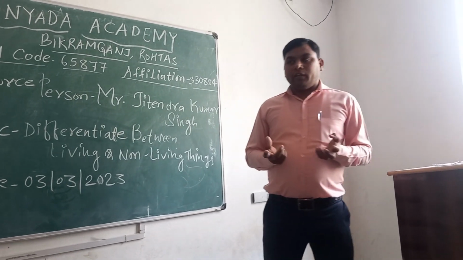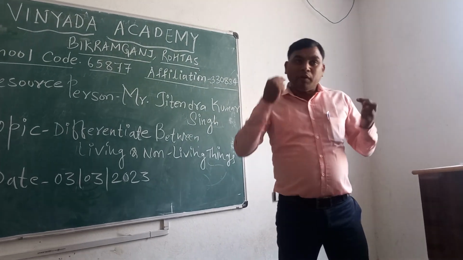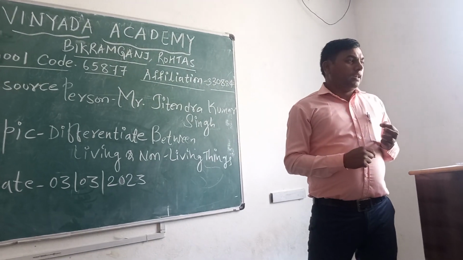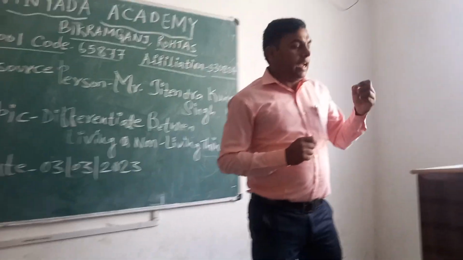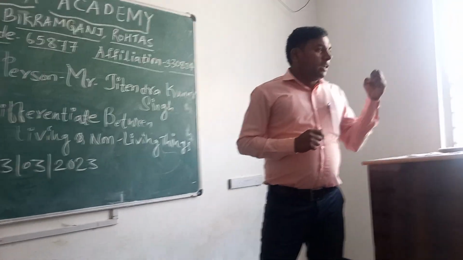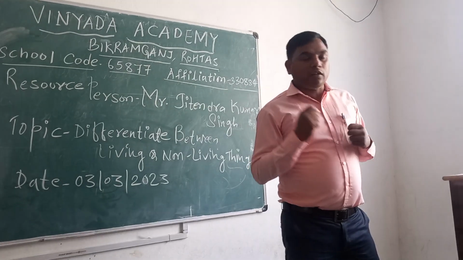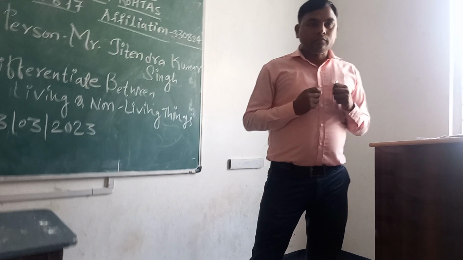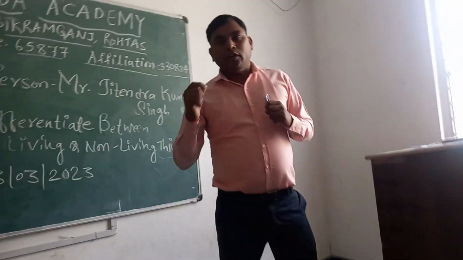Plants are also living things, but they prepare their own food. That is why we call them autotrophs. And animals and we human beings do not make our own food. That is why we call them heterotrophs.